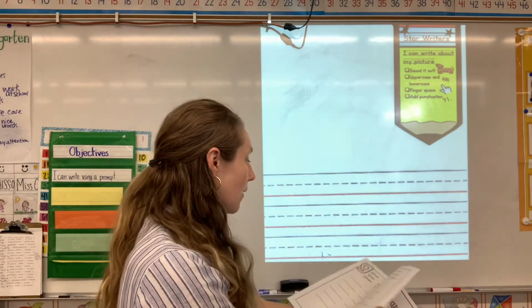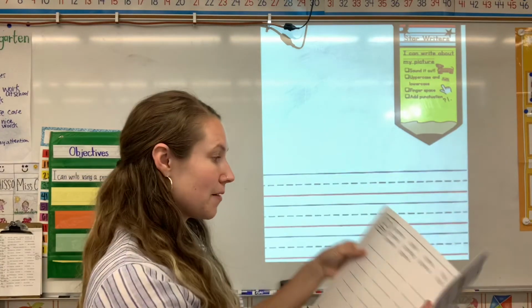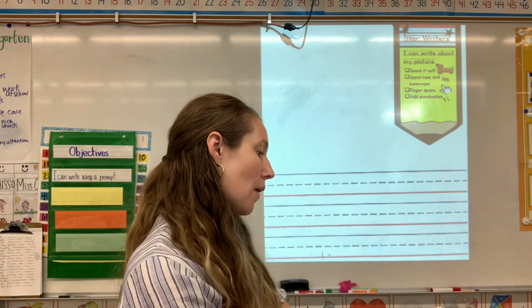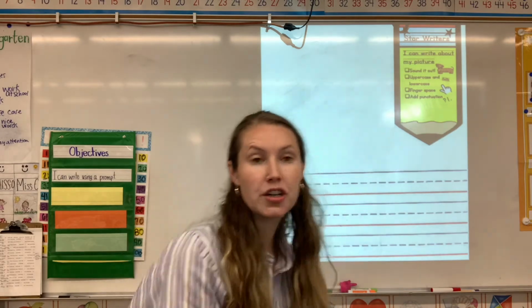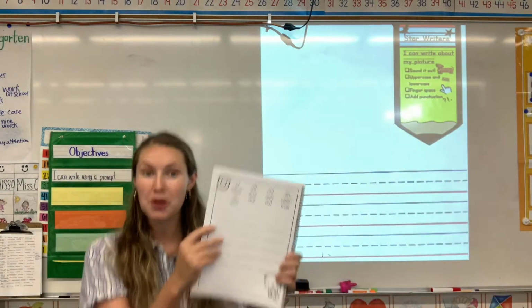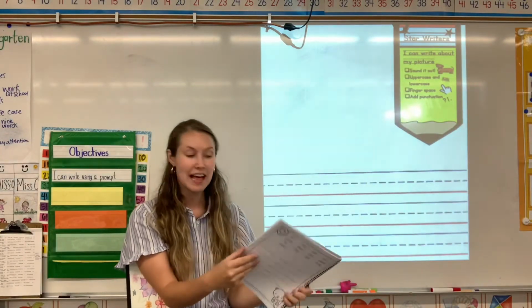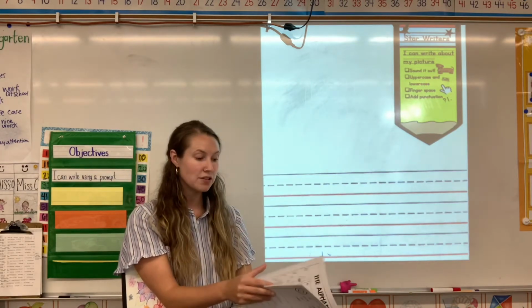It also is going to have word walls for every single letter. So let's say I want to know how to write of. I'm going to turn to the O page, and right there at the top it shows me of, O-F. That's sight words on each page for every letter. So today we're going to practice using this to help us write.